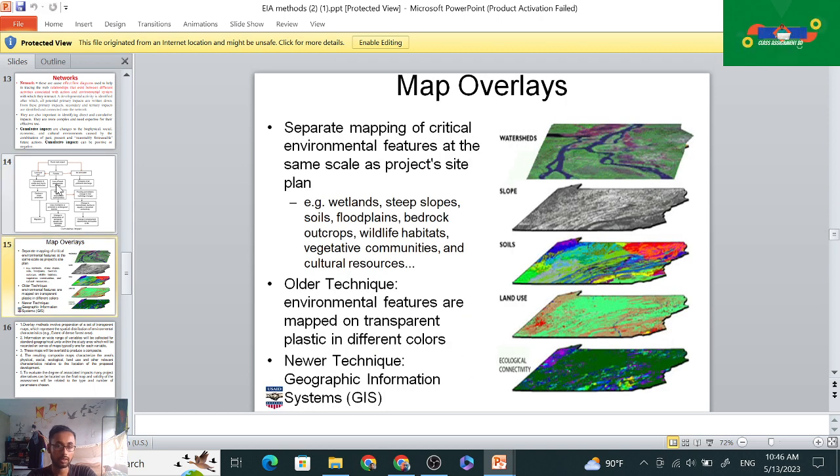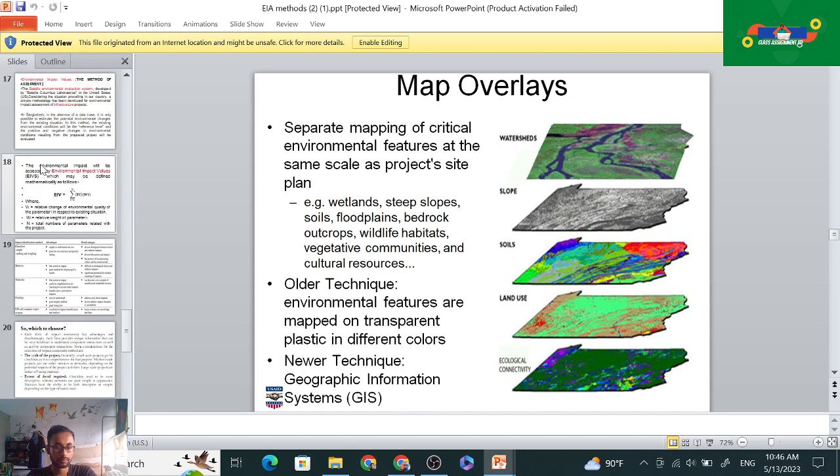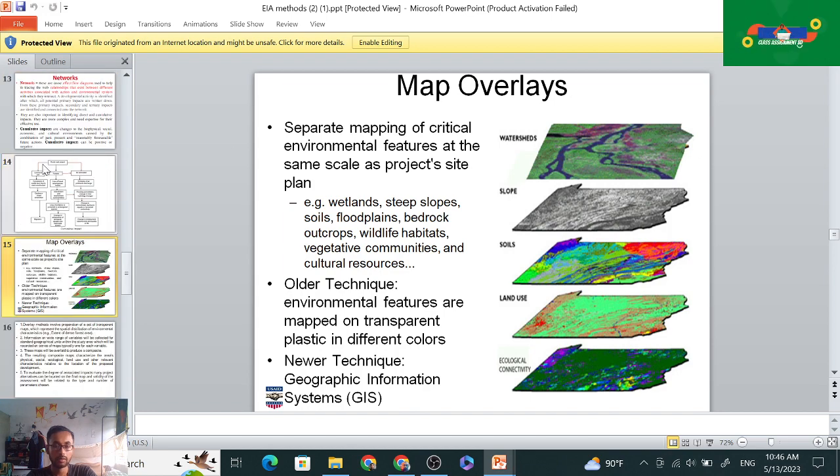Then map overlay, this is just like GIS mapping. Map overlay is the separate mapping of the critical environmental features at the same scale as the projected project site plan: wetlands, steep slopes, soils, floodplain, bedrock, outcrops, wildlife habitats, vegetative communities and the climate resources.